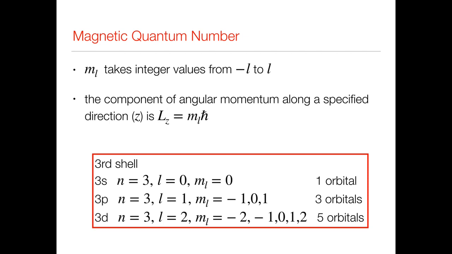Now, if we were to include spin, which is not in our Schrodinger equation, but if we were to put spin in there, we double each of these numbers. So we go 2, 6, and 10. If we wanted to include, for example, f, that would be 7, and so 14.